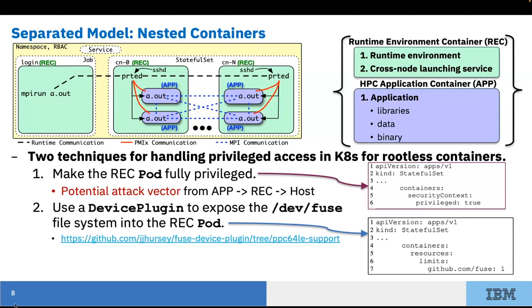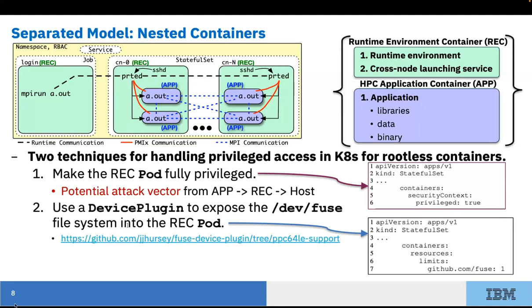The second is to expose the fuse file system, so user space file system, into the pod using what's called a device plugin object inside of Kubernetes. Now this is a similar technique to how NVIDIA Mellanox exposed InfiniBand and GPU devices into the Kubernetes pods today. So this is a commonly used production technique here.